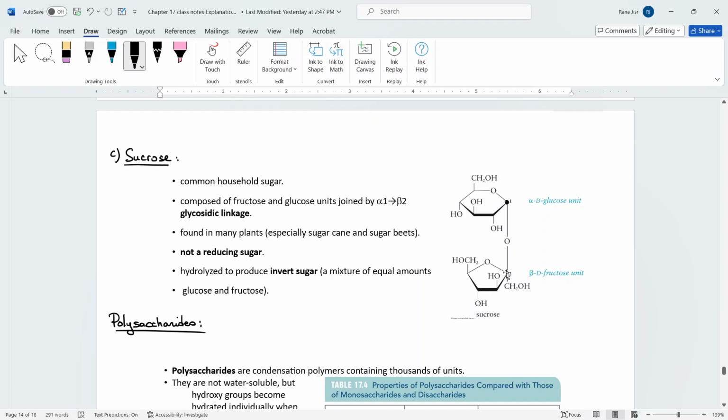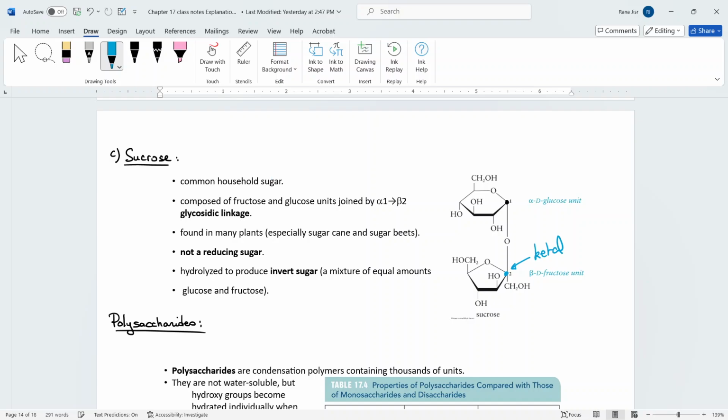Sucrose, as you can see in here, if you look at both anomeric carbons, if you look at this carbon over there, it is actually a ketal. It's not an acetal. So this carbon over here is actually a ketal group.